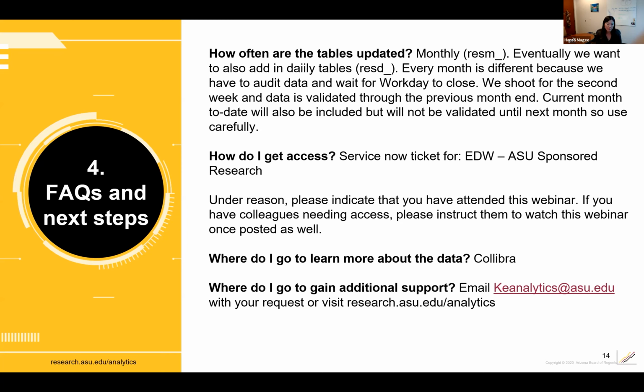Please be really careful when you use the tables to see the last updated field to understand when that was updated. And the tables do start with RSM_, which means that these are the monthly tables. Eventually, we do hope to share an exact same number of tables that will be RSD, which will be daily updates. But obviously, the daily ones won't be validated.